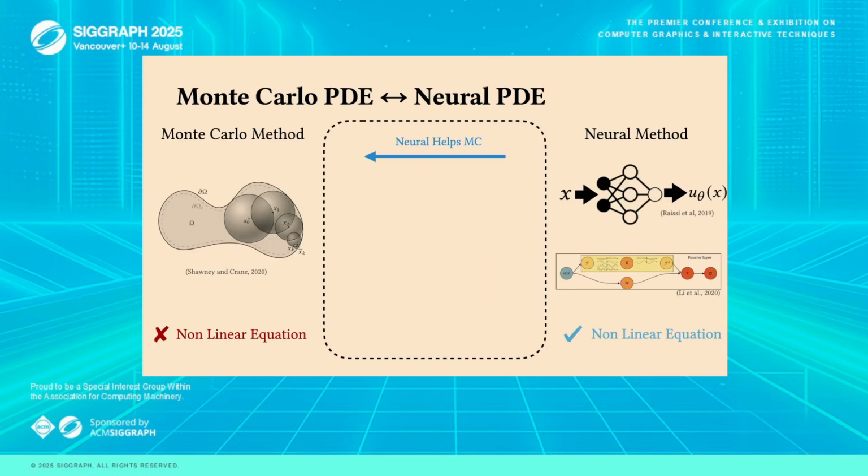And so far, we've focused on how neural networks can help walk-on-spheres improve efficiency. But we can also flip the perspective. Monte Carlo PDE methods can also help neural methods too. In our early experiments, walk-on-spheres provides a stable, well-founded training loss for PDE optimization.